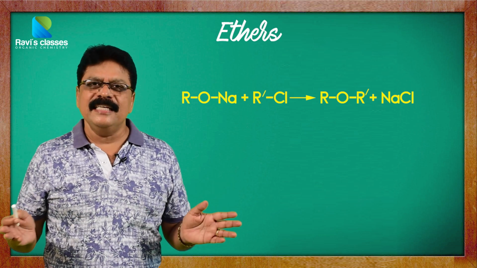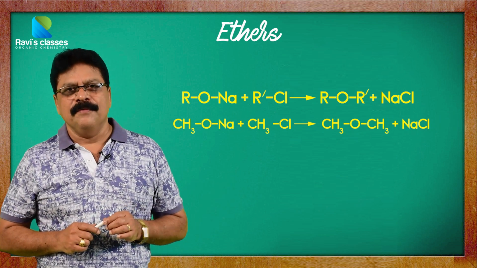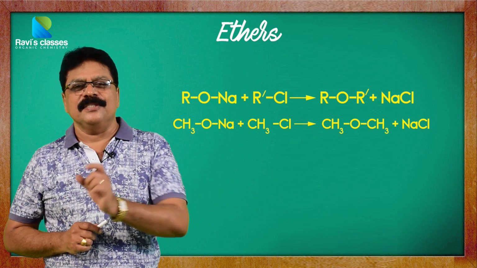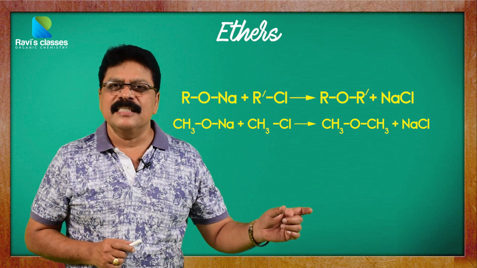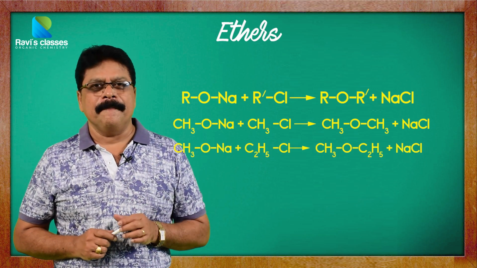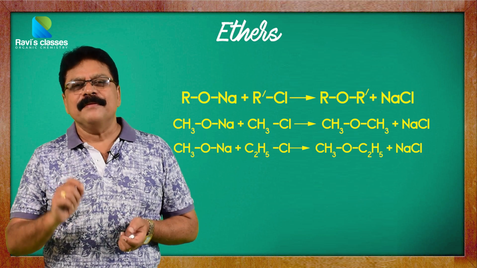We can synthesize any ether using Williamson's synthesis. For example, if you take CH3ONa plus CH3Cl, we get CH3OCH3. If you make use of CH3ONa and C2H5Cl, we get CH3OC2H5, etc. So this is Williamson synthesis.